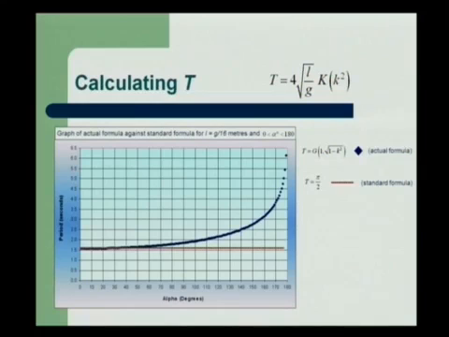If we now take L as being g over 60 meters for simplicity, we can plot the time period predicted by the actual formula, shown in blue, against the time period predicted by the standard formula, shown in red. And clearly there's a discrepancy between the time period predicted by the two formulae, and this discrepancy increases as alpha increases.